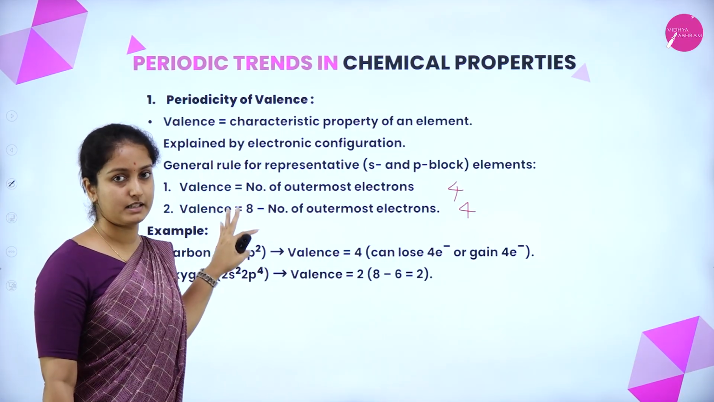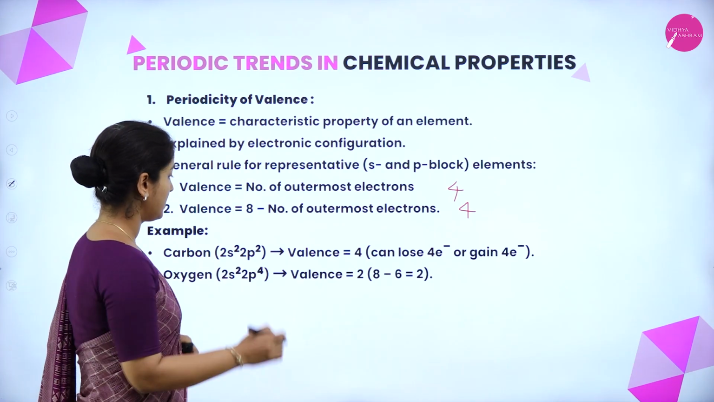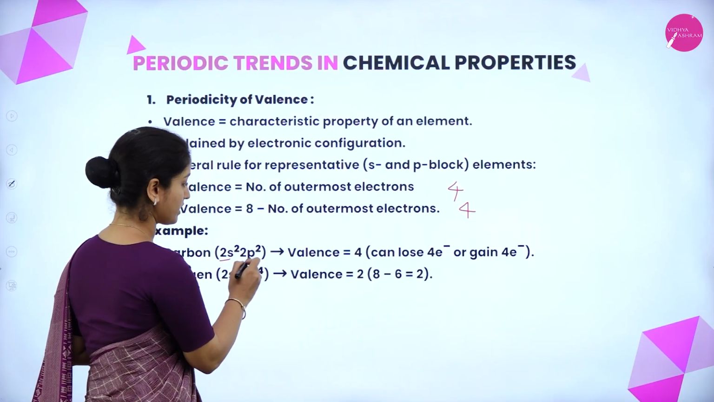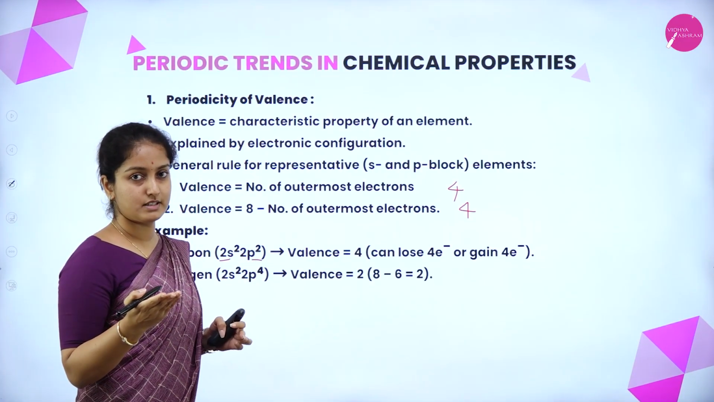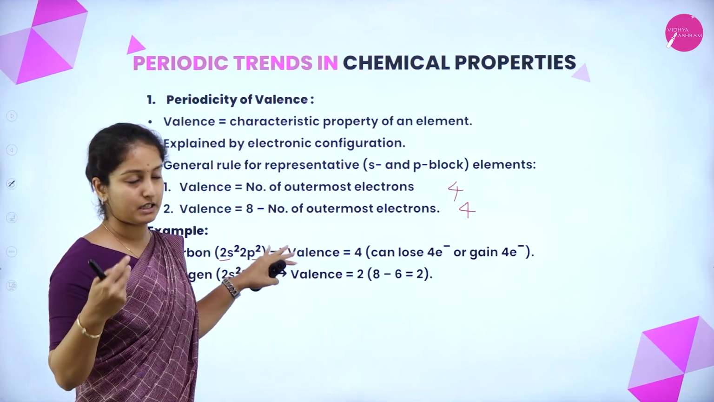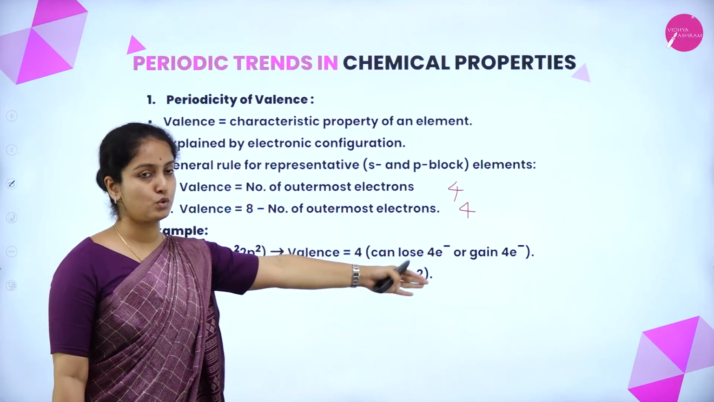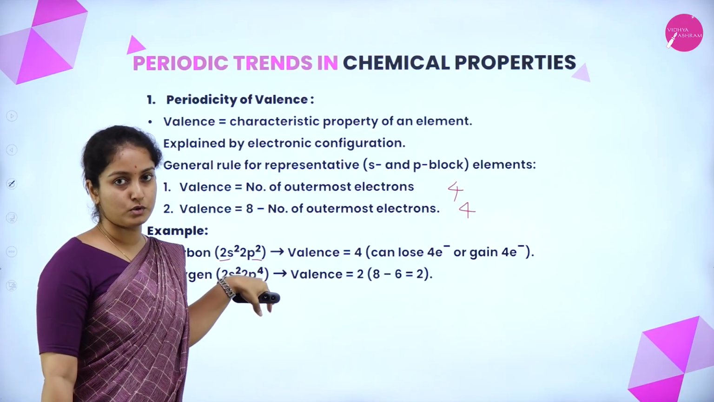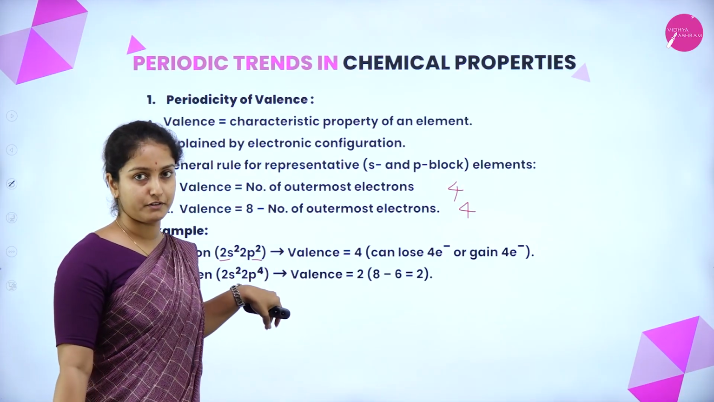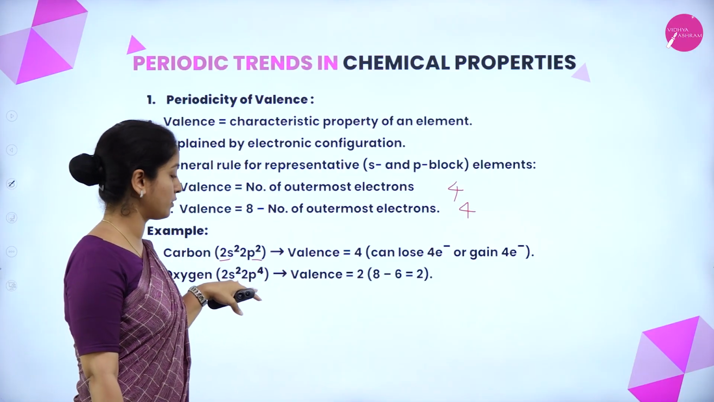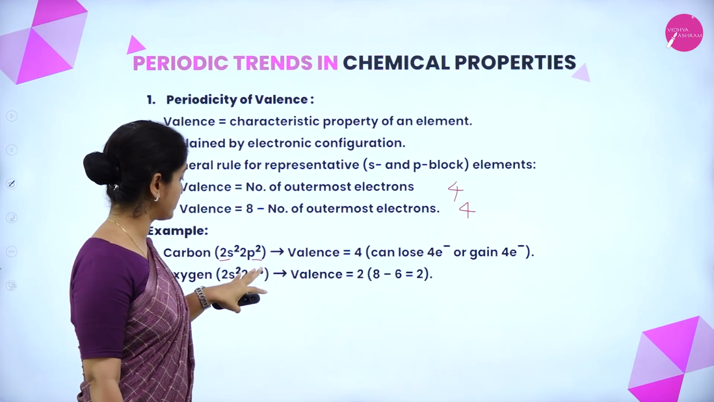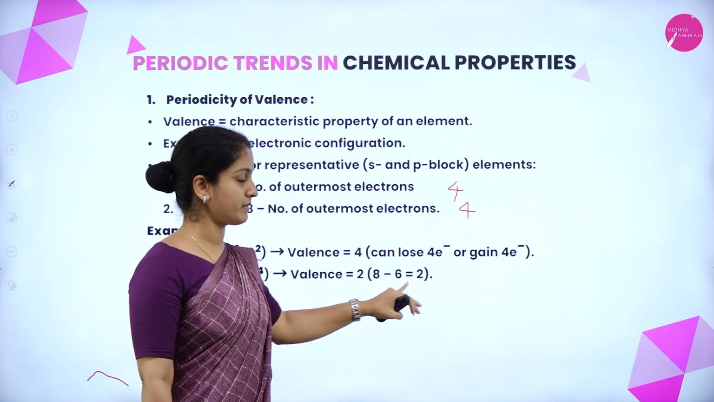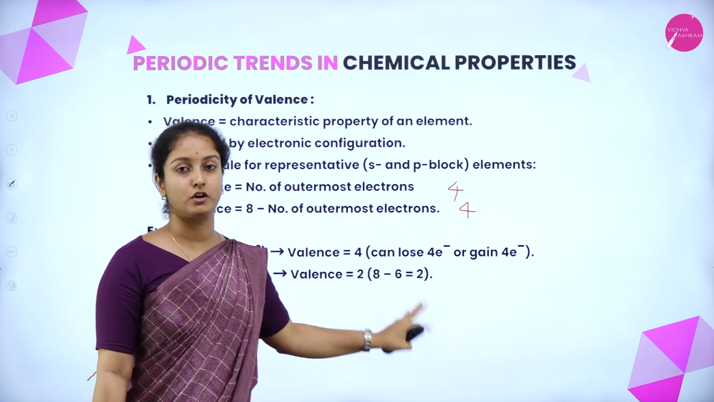Let us see with examples. Carbon has the outermost electronic configuration 2s2 2p2. So, the number of outermost electrons is 4 and that will be the valence. It can either lose 4 electrons or gain 4 electrons. Oxygen has the outermost electronic configuration 2s2 2p4, that is 2 and 4 put together, which becomes 6. Since it is more than 4, it has to be subtracted from 8. 8 minus 6 gives 2. So, the valency of oxygen is 2.